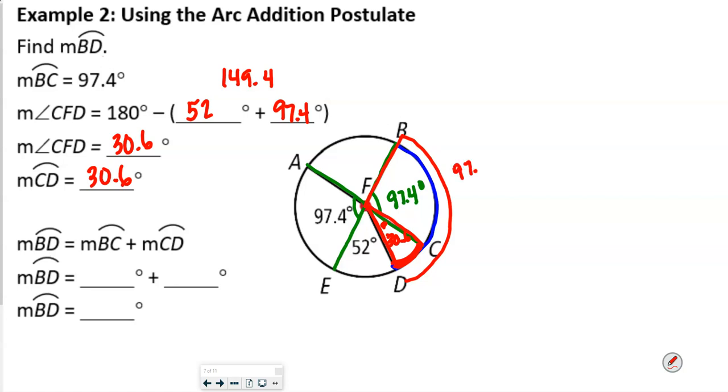So this arc right here is 97.4 and this arc right here was 30.6. Can't we just add those two arcs together to get the arc BD? You got it, right. So we're going to add 97.4, because that was arc BC, to arc CD, which was 30.6. When we add those two together, we get 128 degrees. Okay?